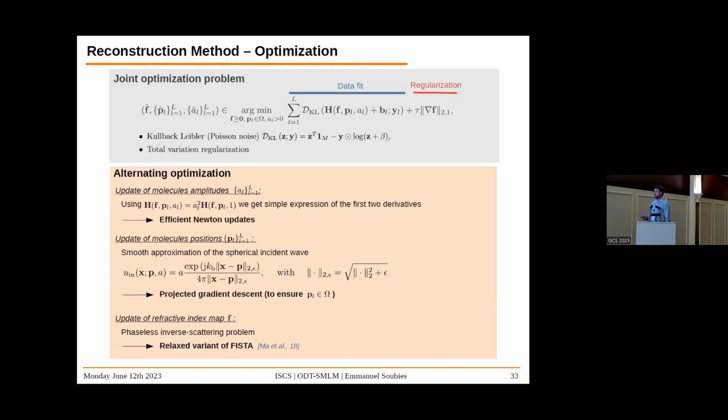And for the update on F, it consists of a phaseless inverse scattering problem that we solve using a relaxed version of the FISTA algorithm. For that, it requires the Jacobian of our model. We have an efficient way of computing it, and we did that in the previous work. We also need the proximity operator of the TV, and here we deploy the fast gradient projection algorithm for this step.